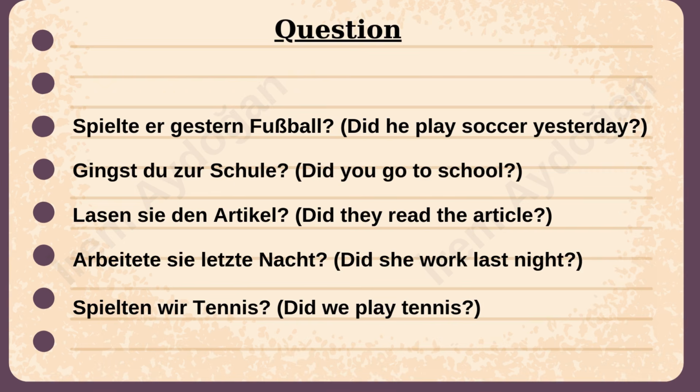I take the verb in Präteritum form at the beginning of the sentence, and then I use the subject, and then I can use time, place, object, whatever I want. Look at the example. Spielte er gestern Fußball? Did he play soccer yesterday?